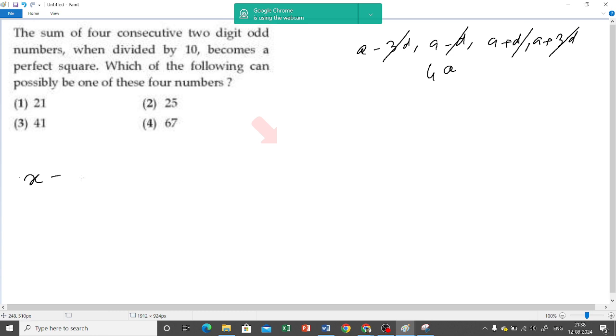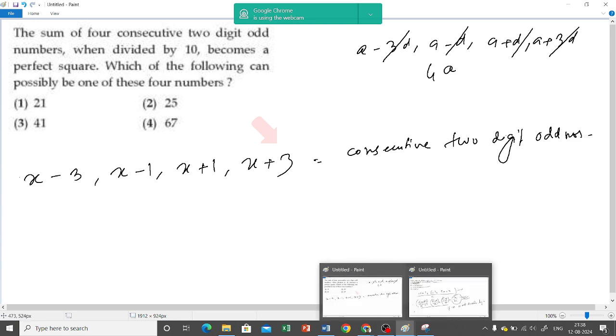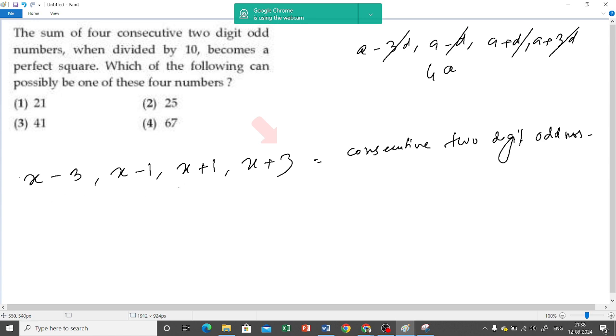So here, consecutive numbers are there, right? So if I take one as x minus 3, x minus 1, x plus 1, x plus 3, I can take that these are the consecutive two digit odd numbers. Can I take the consecutive two digit odd numbers like this, just like we do in AP?